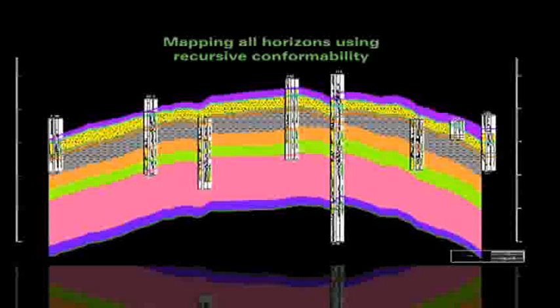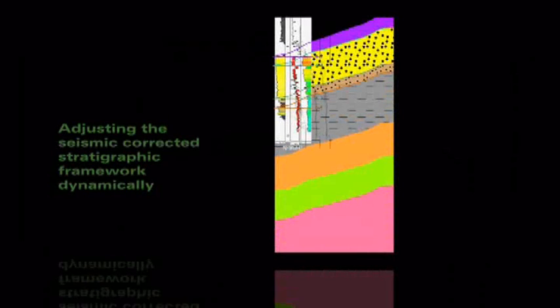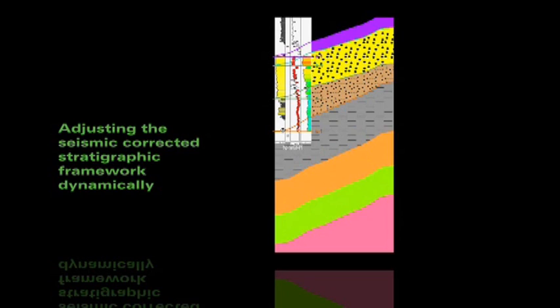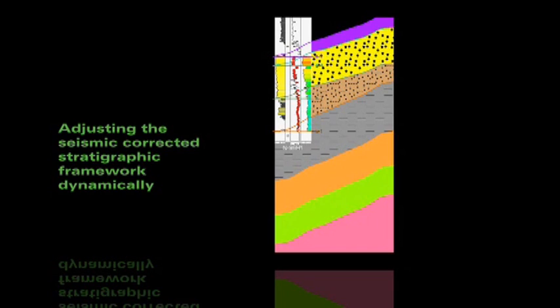Applying a recursive conformable gridding relationship to all surfaces in your stratigraphic framework is a one-step operation. Recon honors the conformable relationships while you are continuing to interpret, saving significant time when interpreting multiple scenarios.